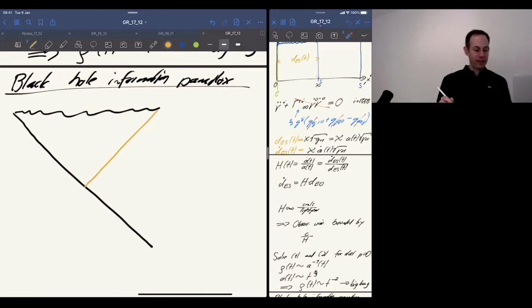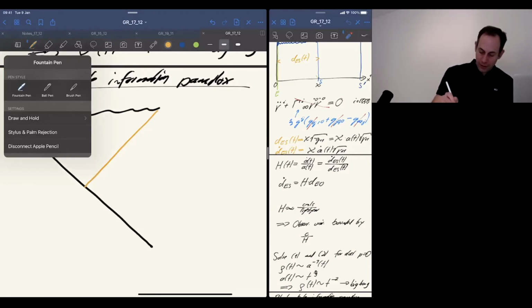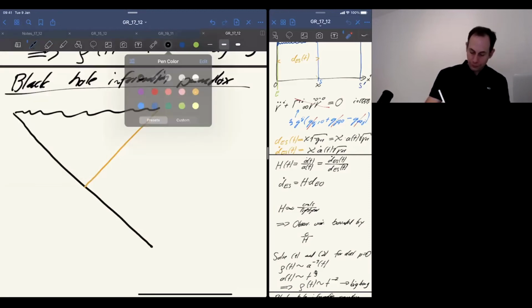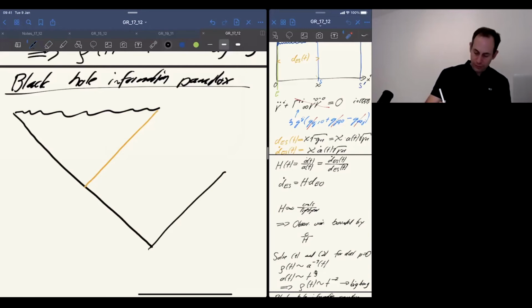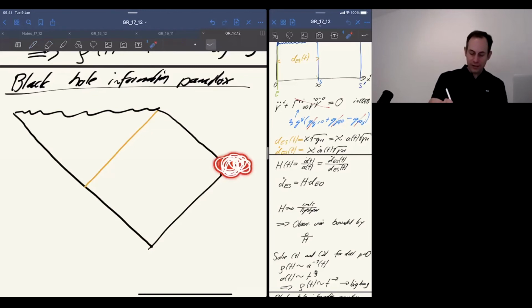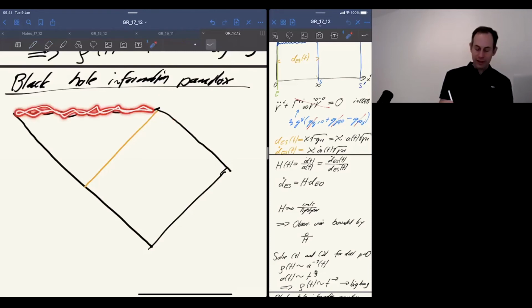This orange line is the event horizon. And then we have also an outer region. This point here is the point at spatial infinity. This is the infinite future outside of the black hole. This is the black hole singularity. And this is the infinite past.